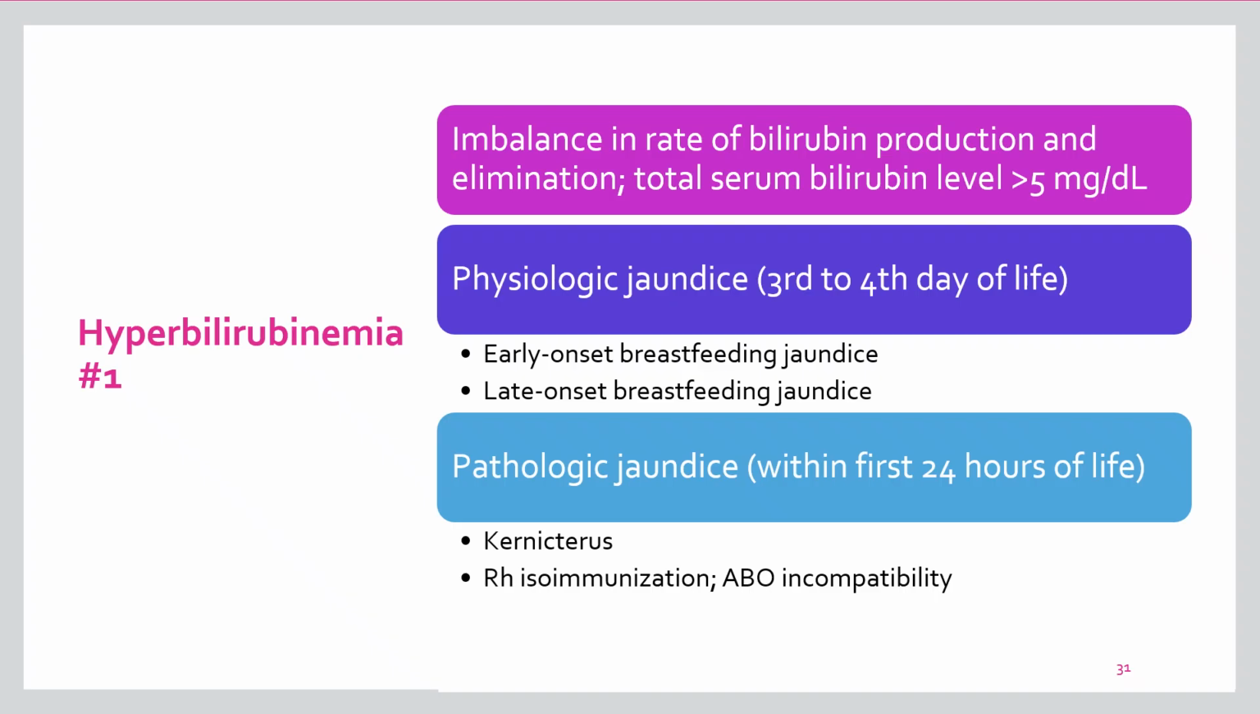Rh isoimmunization is a condition where an Rh negative pregnant person develops antibodies against the Rh positive blood of the fetus. You always see that in the hospital. These antibodies can cross the placenta and destroy the fetal red blood cells, causing hemolytic disease of the fetus and newborn, especially that happens to the next baby.